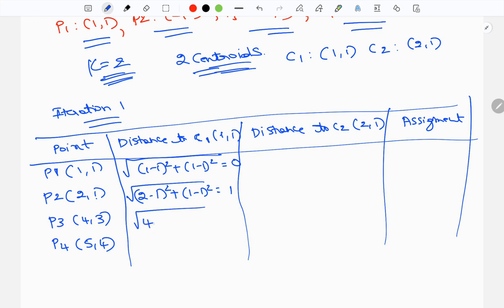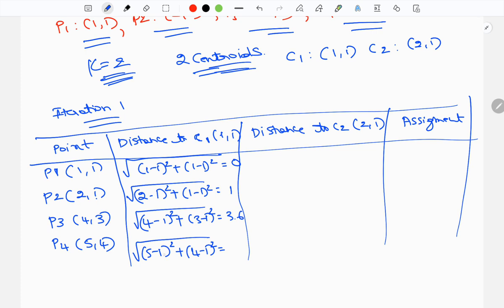Again we have (4 minus 1) whole square plus (3 minus 1) whole square. So the value here is 3.6. You can just compute this: 4 minus 1 is 3 squared, plus 3 minus 1 is 2 squared, so it is 9 plus 4. Again we have square root of (5 minus 1) whole square plus (4 minus 1) whole square.